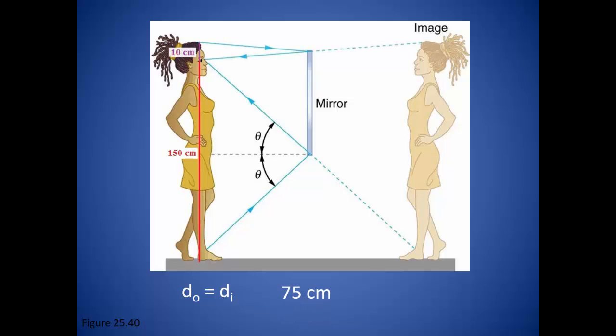We can do the same thing above her eyes so that she can see the top of her head. The top edge of the mirror only needs to reach halfway between the top of her head and her eyes, or in this case, 5 centimeters. So if the bottom of the mirror is placed 75 centimeters above the floor, it needs to only have a vertical height of 80 centimeters for the lady to be able to see her entire body.